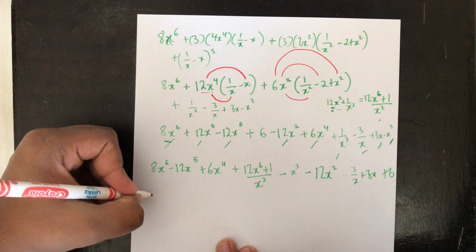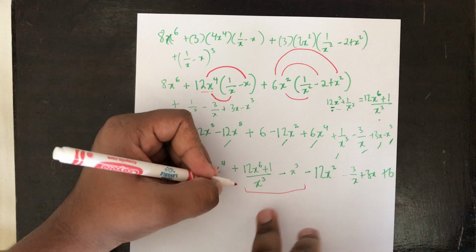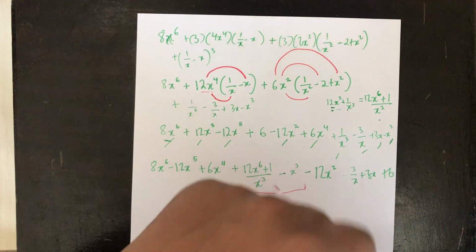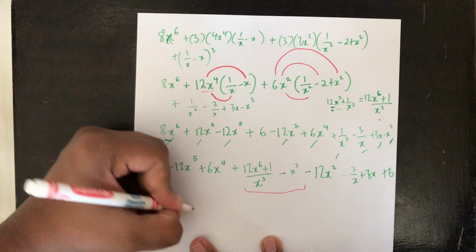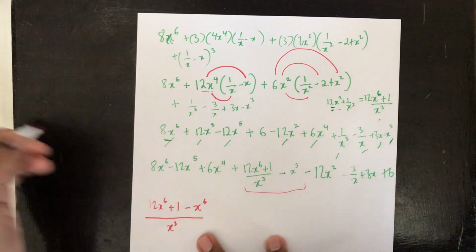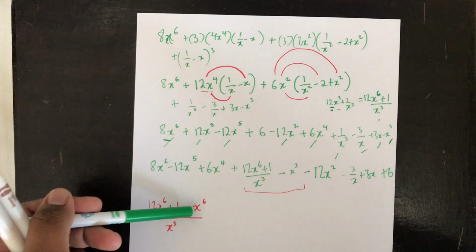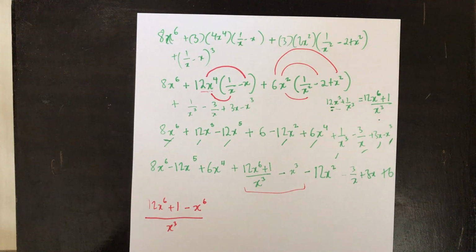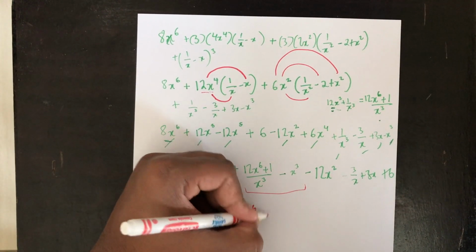So we have to first deal with this. So again, because this thing doesn't have the denominator as x cubed and I want the denominator to be x cubed, I'll multiply this with x cubed. So it's going to be 12x power 6 plus 1 minus x power 6 divided by x cubed. So I have multiplied this term by x cubed to get x power 6 and then divide by x cubed. The whole denominator will be x cubed as a common denominator.